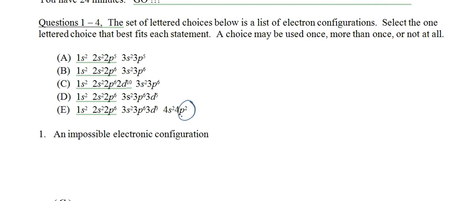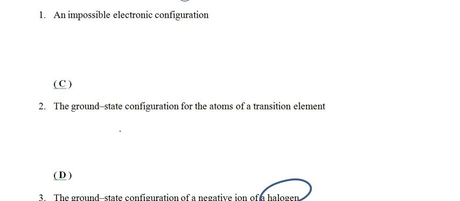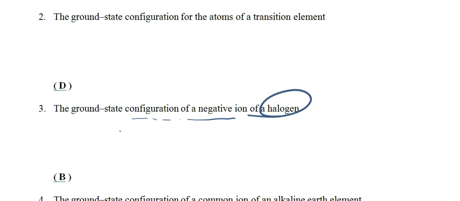Okay, no, we already said that was a transition. That one's looking pretty good. I'm sorry, it's not looking good because of that 2D. But this one right here, B, we have 8 electrons represented there. So for a negative ion, that's our best choice. So letter B for number 3.